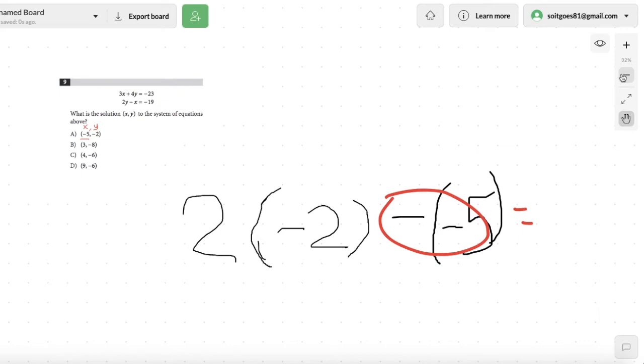Well, here, this is 2 times negative. What's 2 times negative 2? Oh, 2 times negative 2. Right, that's going to be negative 4. Right, yep, a positive times a negative is a negative. So it's going to be negative 4 plus 5, which is just regular 1.